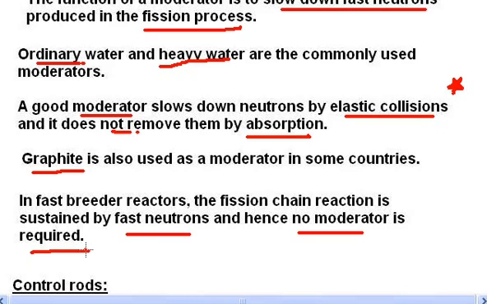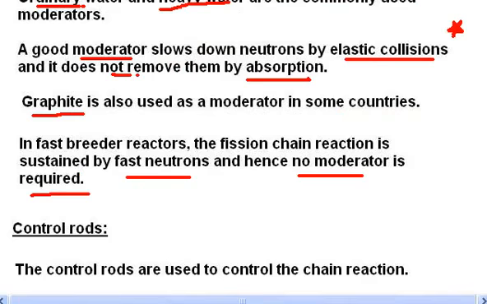Okay, what are the materials used? Ordinary or the heavy waters are commonly used, but in some countries graphite is also used. And how does this moderator work? It reduces the speed of the neutron by the elastic collision and not by the absorption. But what happens in the fast breeder reactor? The chain reaction is sustained by the fast neutron itself, and hence there is no need of any moderator. Clear? Now let's study about the control rods.